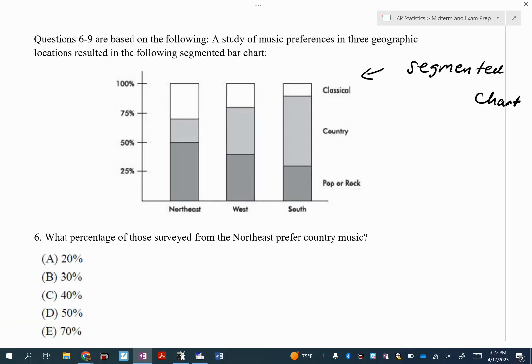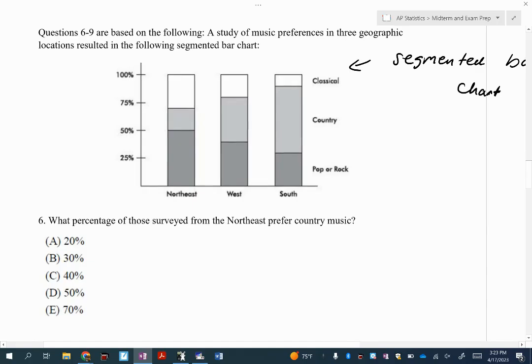So, number 6. What percentage of those surveyed from the Northeast prefer country music? I think we actually just said it as we were going through it. Was it about 20, 25? Or not, we said it wasn't 25, right? It's going to be shy of 25. So which one are you going to choose? I'm going to use 20. But probably I would go with 22, 23.